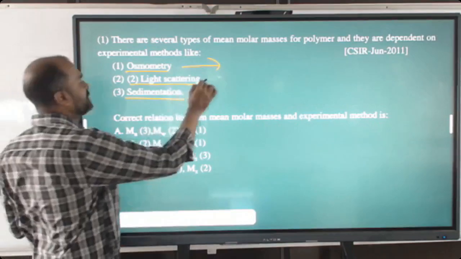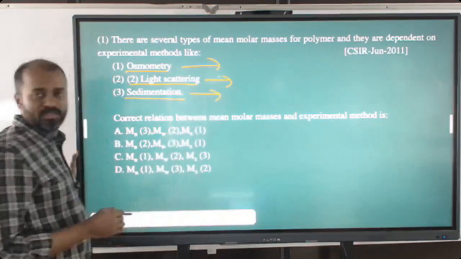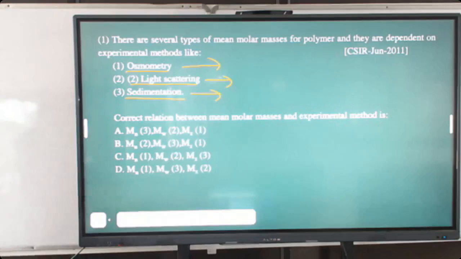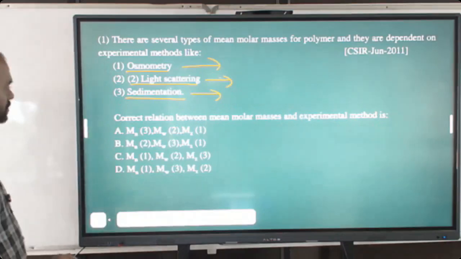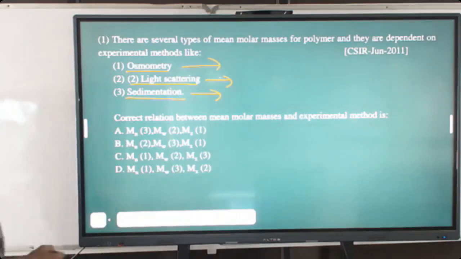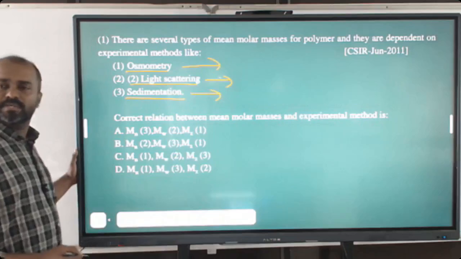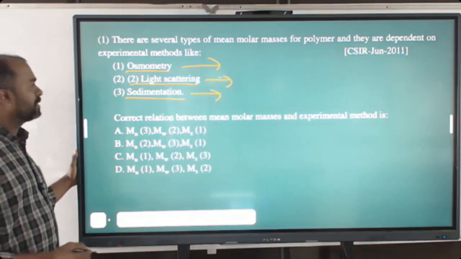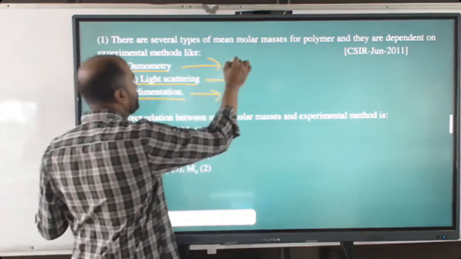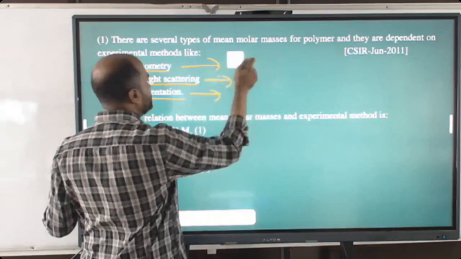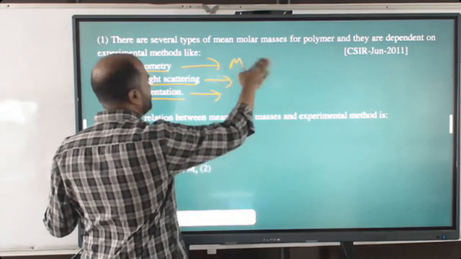We have already studied about this. What is the type of molar mass that we can determine using osmometry? That is number average. It is Mn. That is number average molar mass.